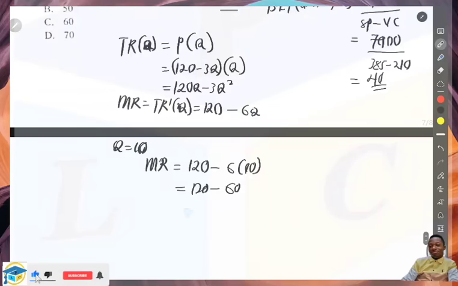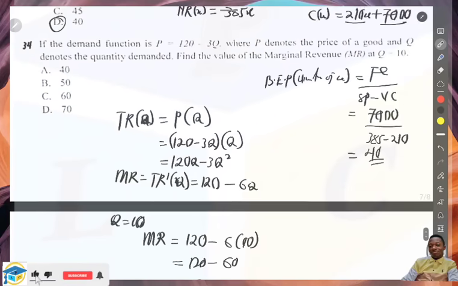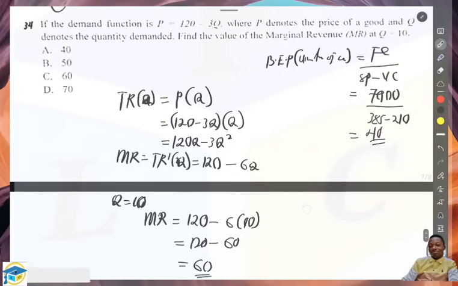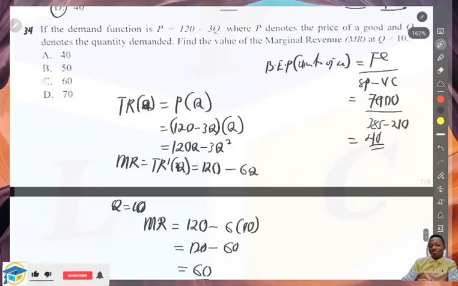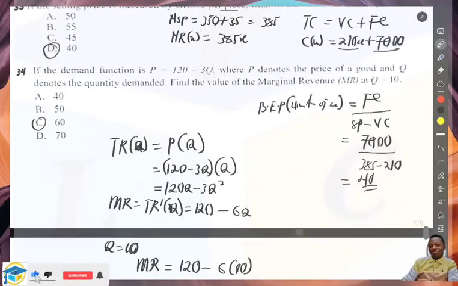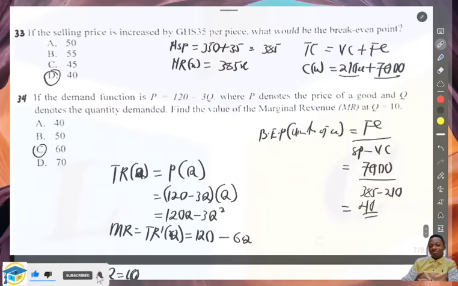So what are we getting? When you subtract 60 from 120, we are getting 60. So meaning that at the marginal revenue where we have Q equal to 10, we are getting our marginal revenue to be 60 in that line. So let's take note of that. So here, the final answer should result to C. And that is how we actually answer some particular question in relation to this key question that we need to know in relation to our exam.